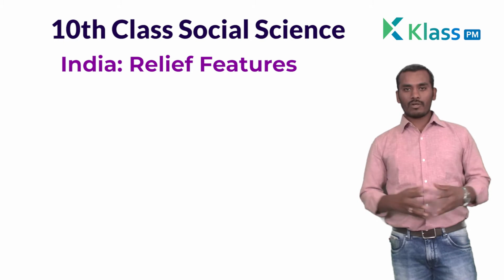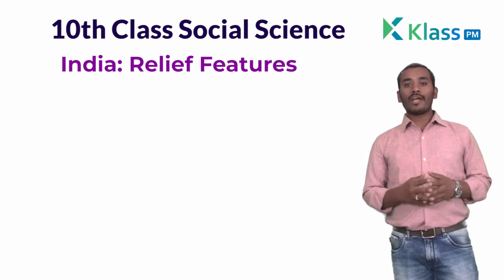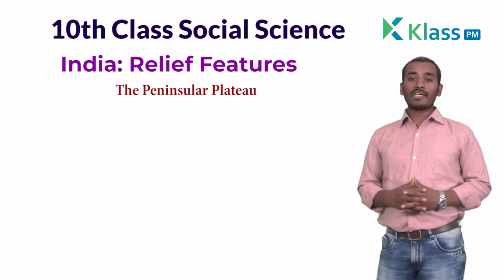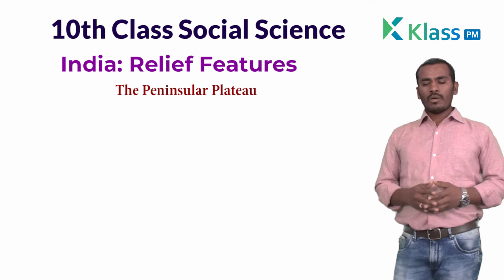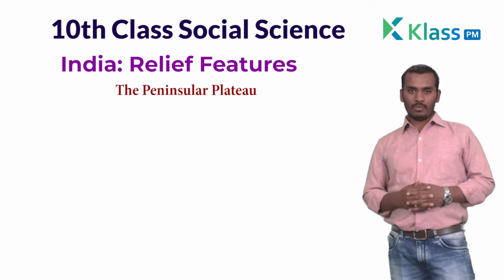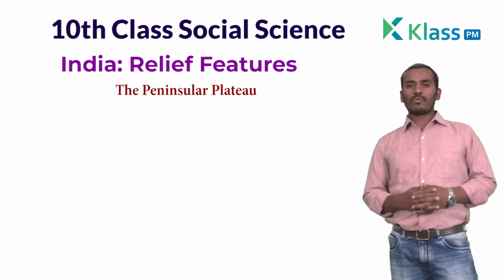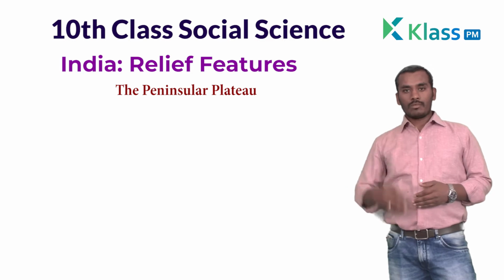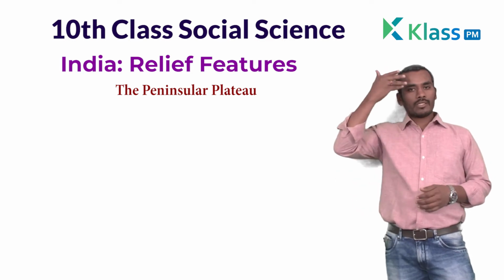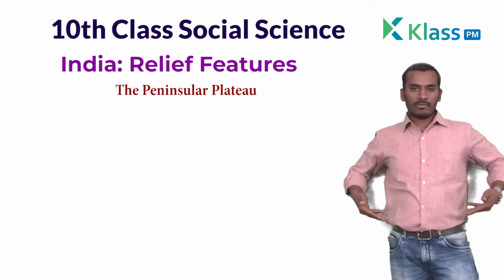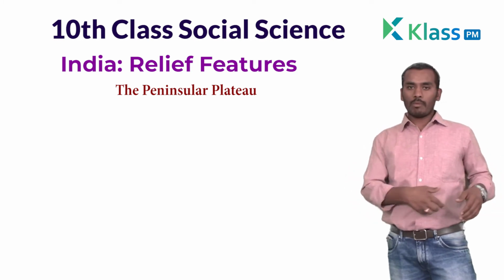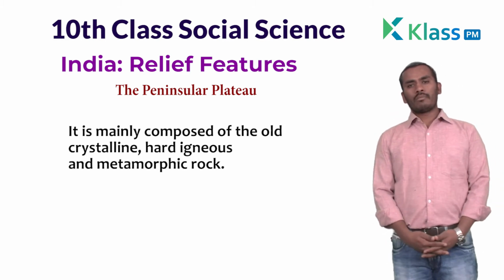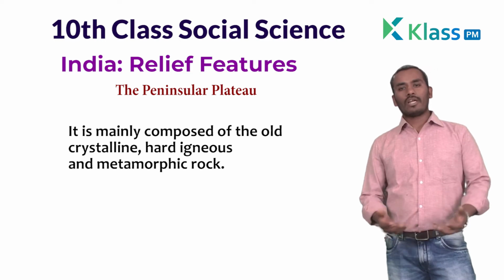Now we will go with the third lecture of Indian relief features or Indian physical features. In the third lecture, we will be learning about the Great Indian Plateau. The Peninsular Plateau and the Indian Plateau are the same. We call the Indian Plateau the Peninsular Plateau. As we are coming from top to bottom, northern to southern parts, the Himalayas are completed, the northern plain is completed, and now we have the plateau region, the Peninsular Plateau or the Indian Plateau. It is formed of old metamorphic, igneous and crystalline rocks.